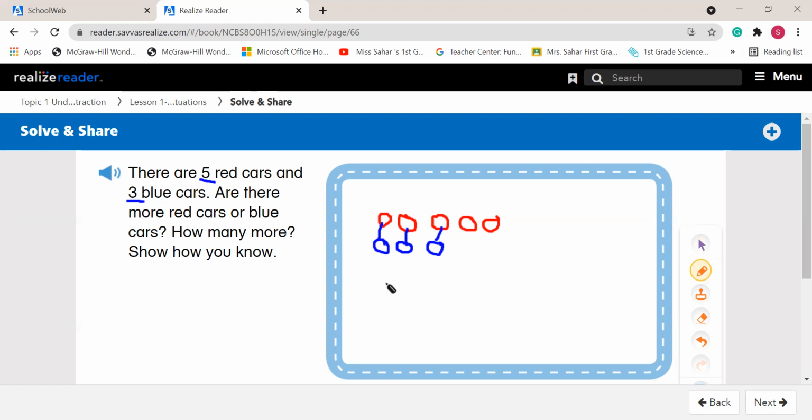We can also use this as an equation, which is the mathematical way. We're going to write the big number 5, take away or minus the 3, and that will help me find out how many more we have. So how many red cars do I have? 5, take away 3, I have 2 red cars extra, or more than the blue. I'm going to put 2.